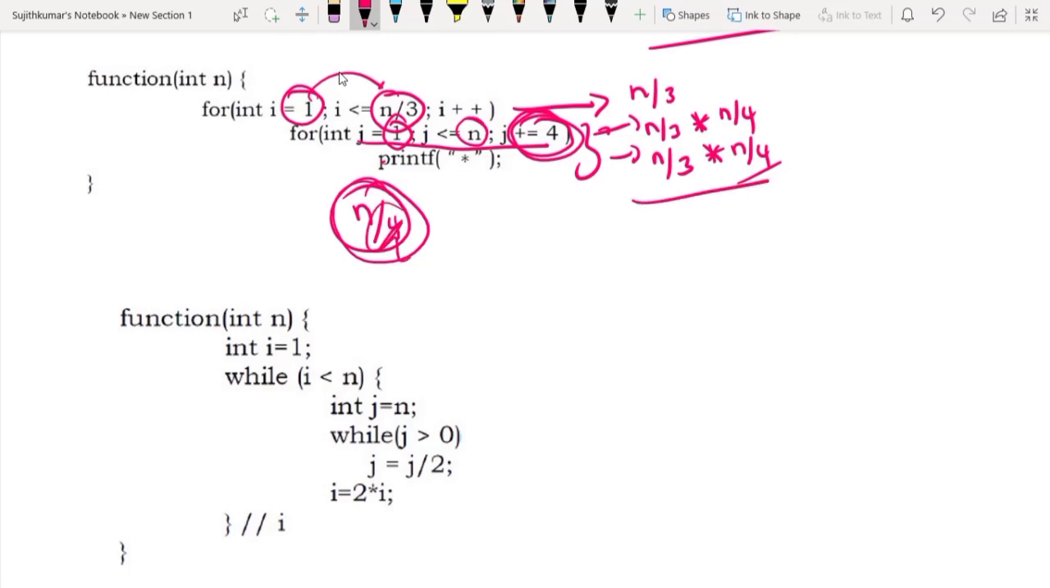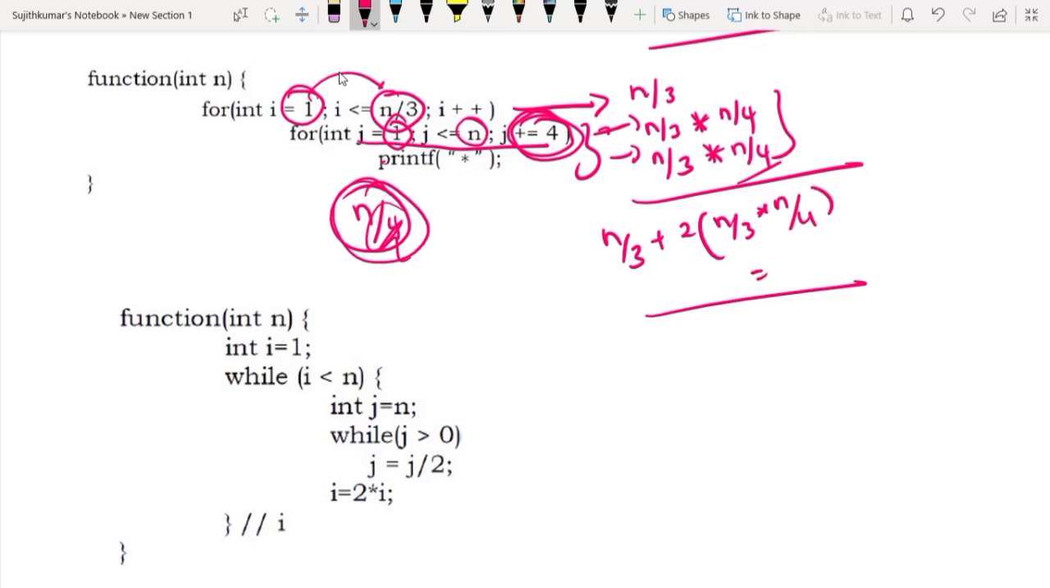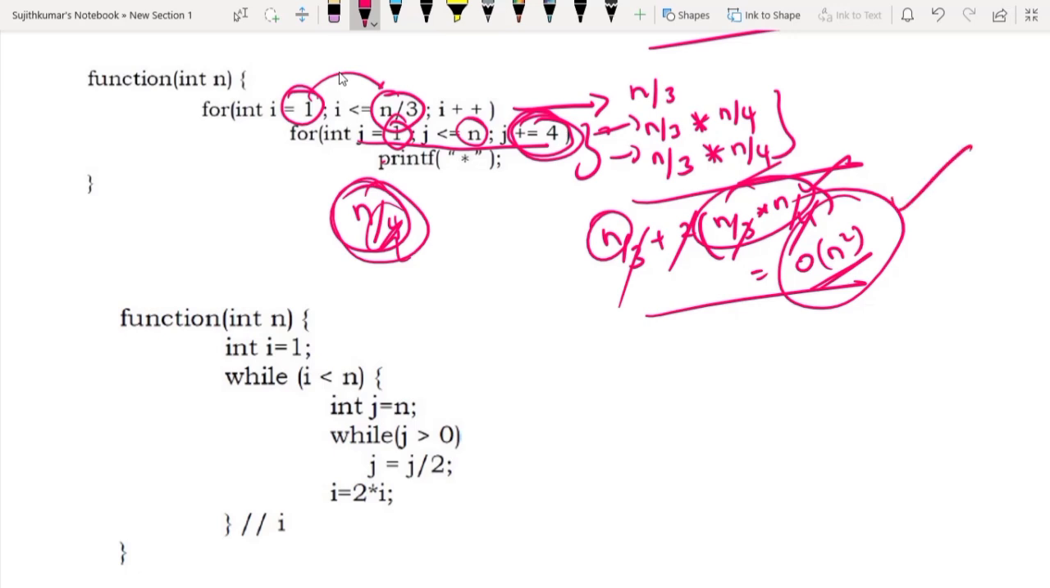Okay, so if I add this up, I'll get what? I'll get 2 times, so it's very simple, guys. I'll get n by 3 and 2 times n by 3 into n by 4. So if I ignore the constants, I'll ignore 3, 2, 4, and again ignore 3, and I'll get n and n square. N square is worse than n, so I have to write big O of n square, right? So that's the big O of this question.